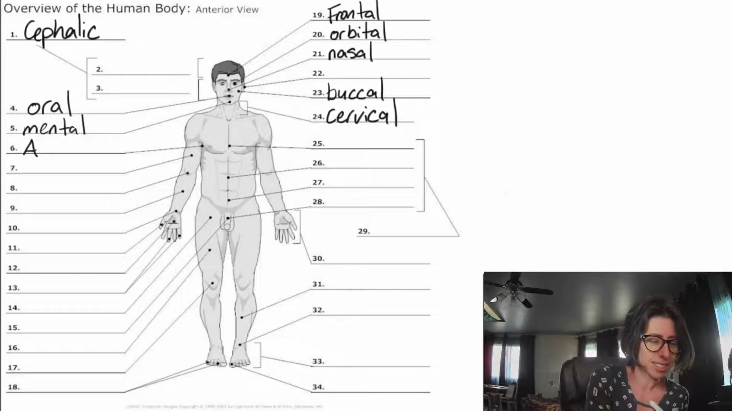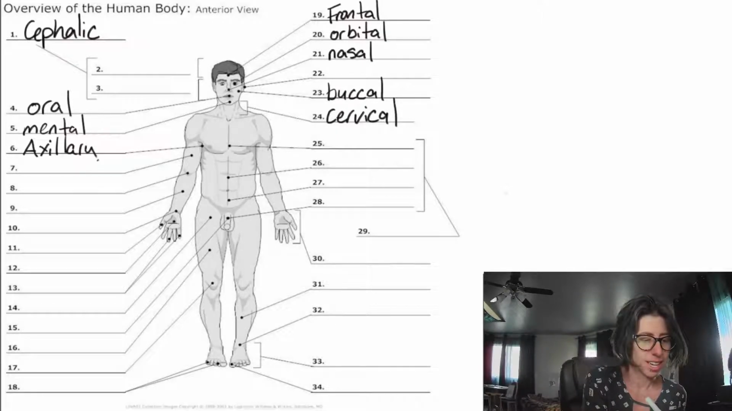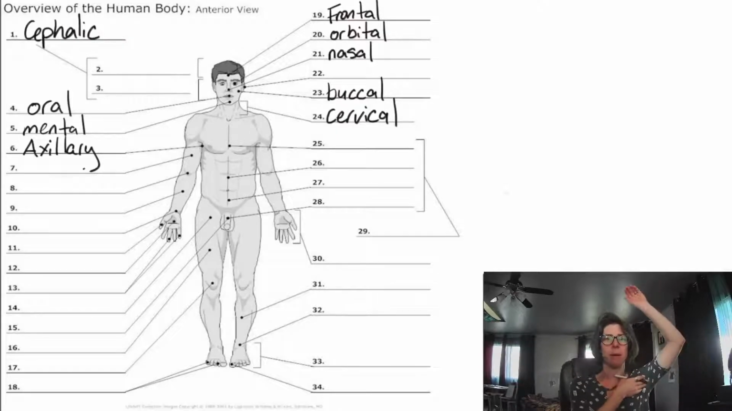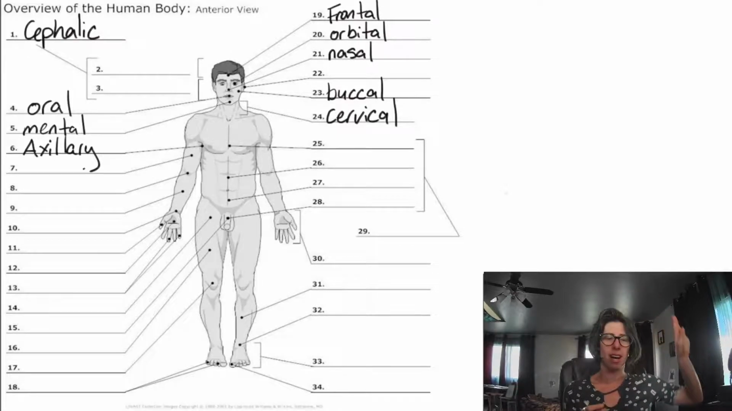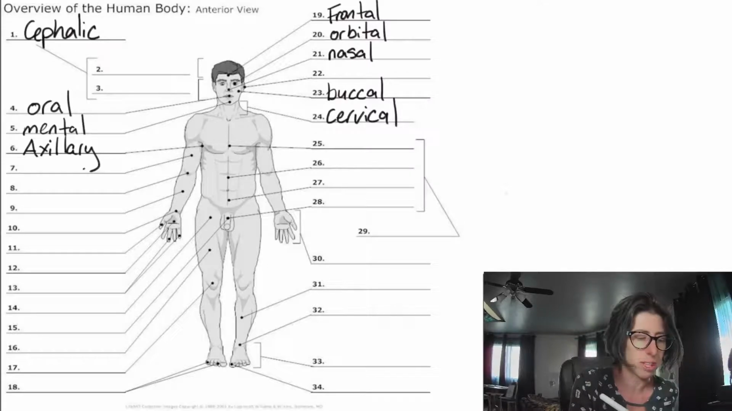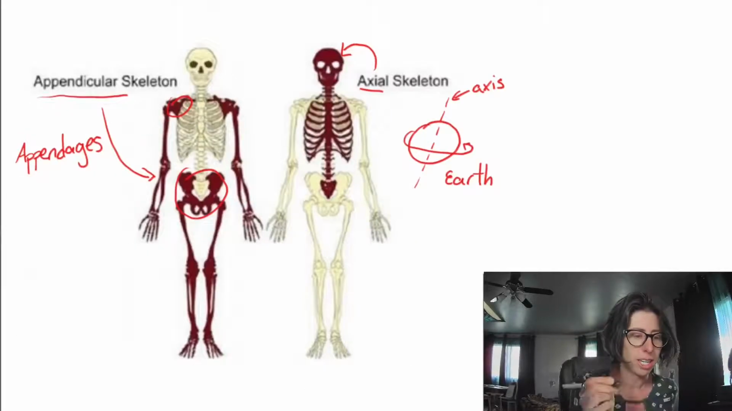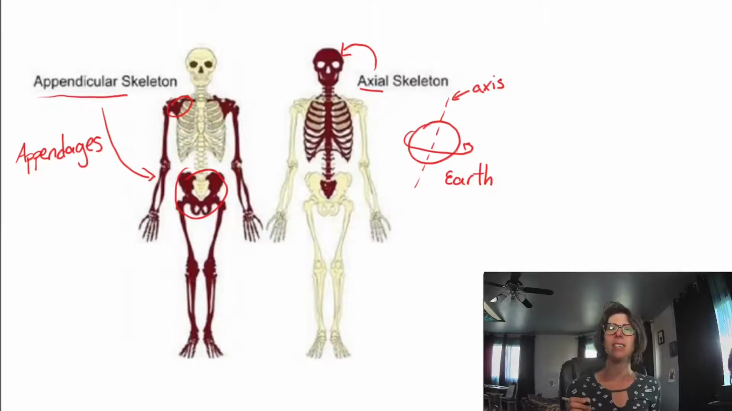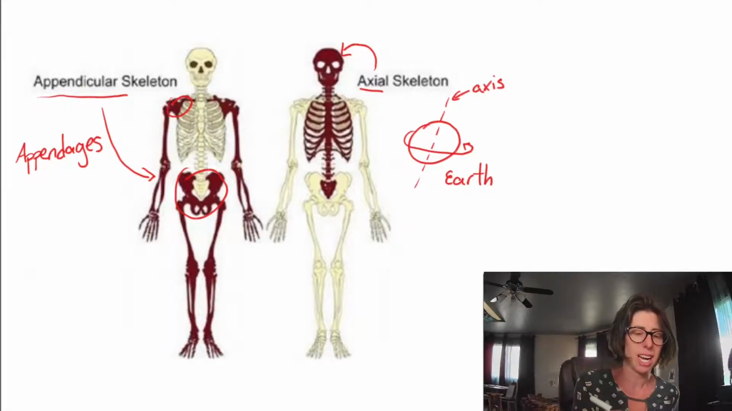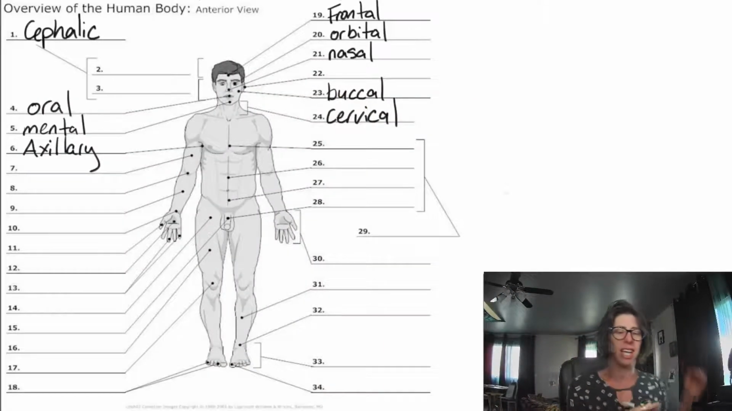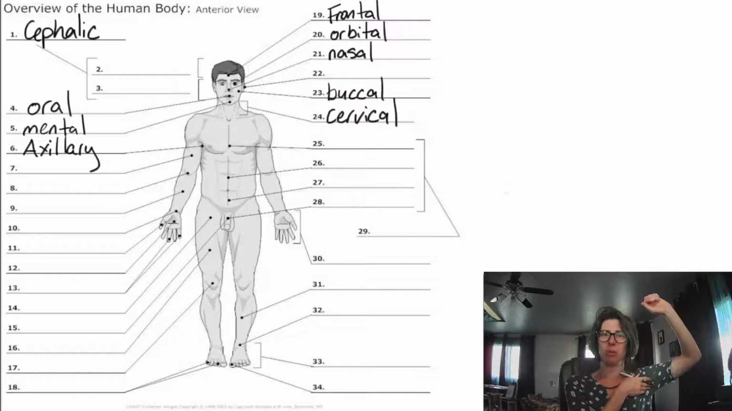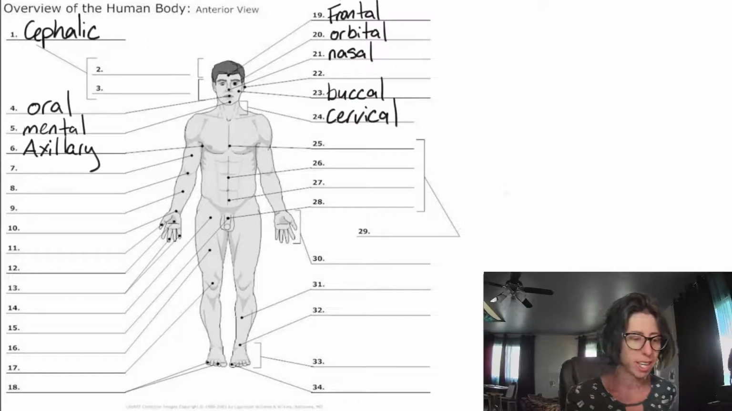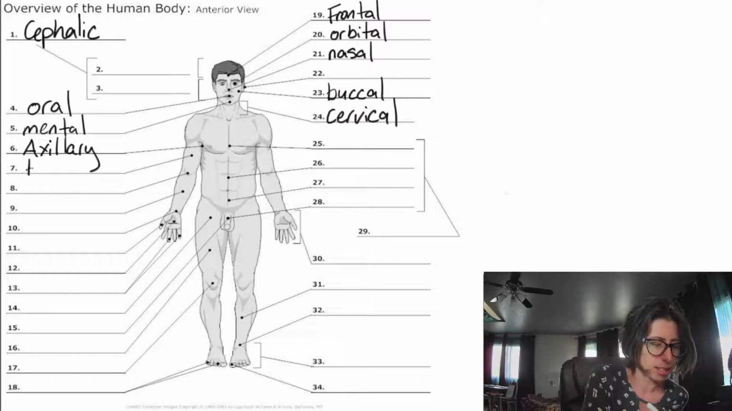Axillary. Axillary region. That's your armpits. And I remember this, but I remember that the axillary region is right next to the axial region. So your axial region is your core, right? The central axis. And the axillary region is the most immediate thing to the axial region. All right, brachial.